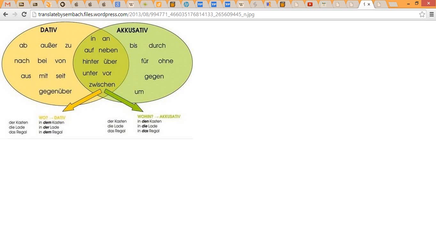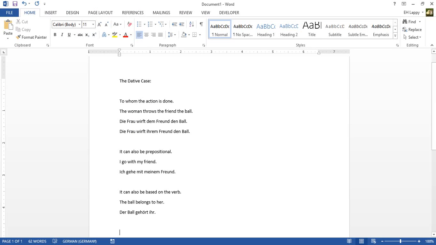So das Schiff in dem Meer, or das Schiff im Meer, would be dative at that point, because the ship is already in the ocean. It's already on top of the ocean. It's already floating there. So that's the second type of situation where you'll find the dative case. The first one is the indirect object, the second is prepositional, and then it's also based upon verbs.